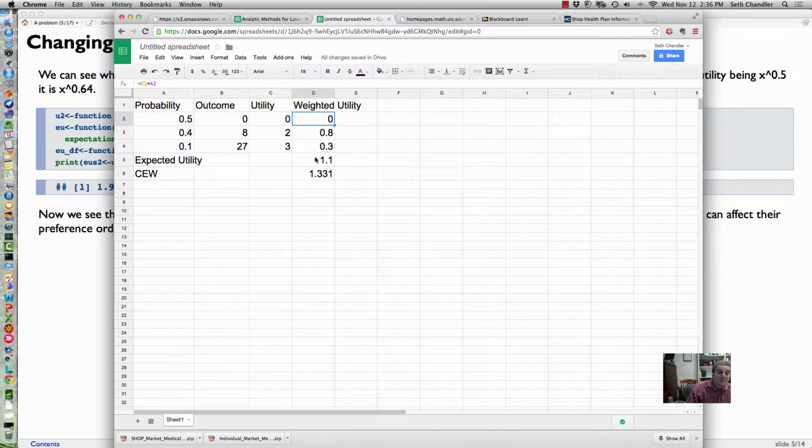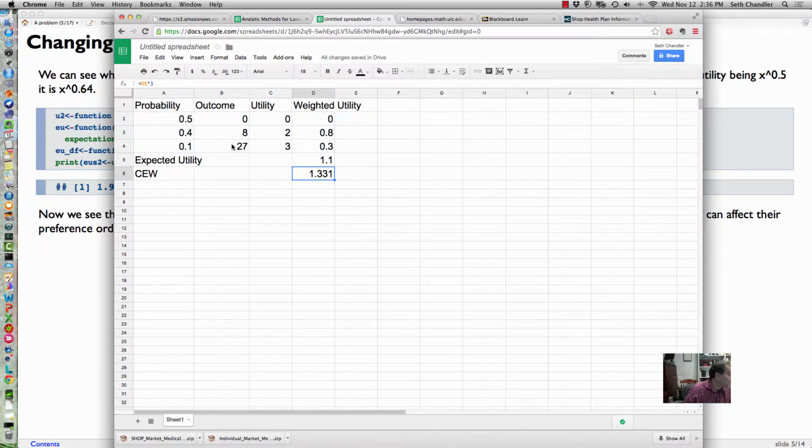And then we add them all up, and we get an expected utility of 1.1. Okay? That's the sum of these three numbers. And then to convert expected utility back into certainty equivalent wealth, we ask the question, what amount of money, if held with certainty, would yield a utility of 1.1? And for a cube root utility function, this is easy. The inverse of a cube root is simply to take the cube. And so if I take 1.1 cubed, which I'm doing here, I get 1.331.